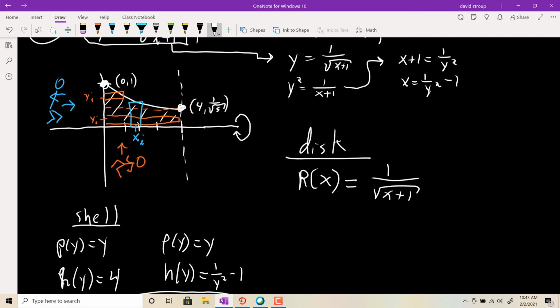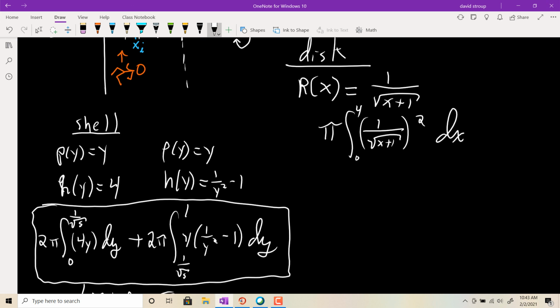So for the disk method, it's always pi r squared. So pi times the integral of 1 all over square root of x plus 1, squared. The Riemann-Man is going from 0 to 4 on the x-axis, dx. And then, I mean, that's it. And the cool thing is when you do this method, that square root's going to go away.